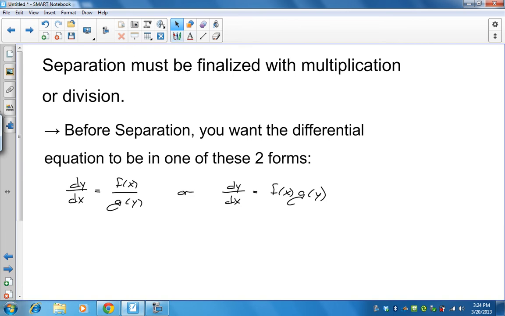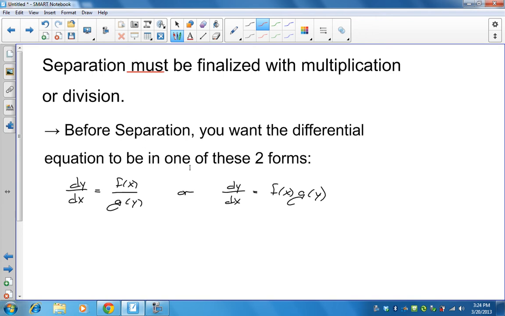The one thing you do need to remember that I didn't stress in the first lesson is that when you're doing your separation, it must be finalized, and I'll underline the word must, with multiplication or division. You cannot separate with addition or subtraction. That doesn't mean addition or subtraction can't be used in the early steps, but in the very end, when you finally separate your variables, it has to be done with multiplication and division.